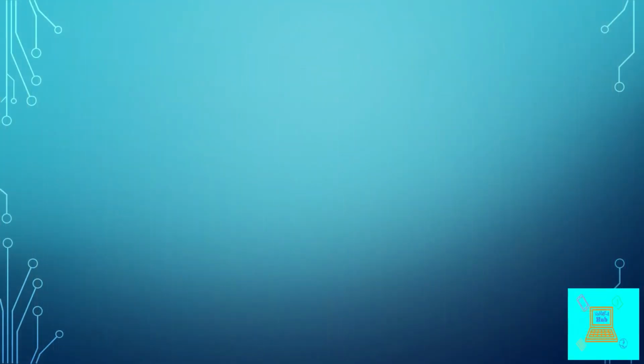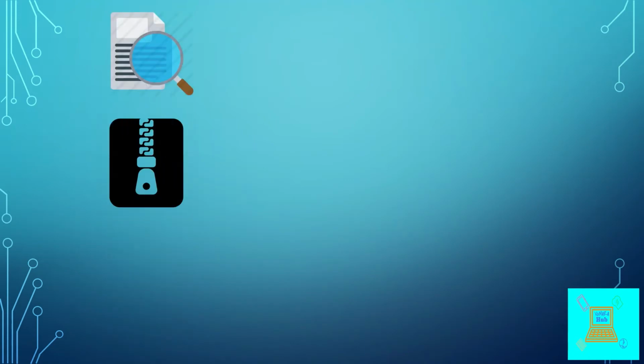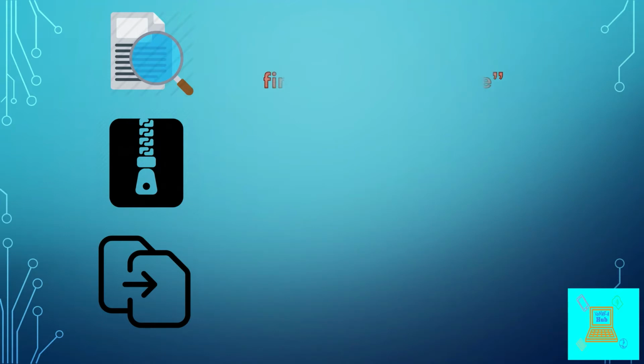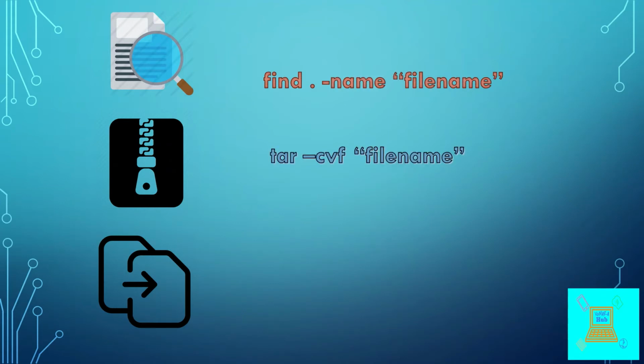Now let's assume that you have an activity wherein you have to search for a file and archive it, and then maybe move it to a particular path. On a Linux system, you would go about it by first finding the file using find -name. Then you will be archiving it using tar -cvf. Then you will be moving the file using the mv command. So it will require three sets of commands to do this activity.